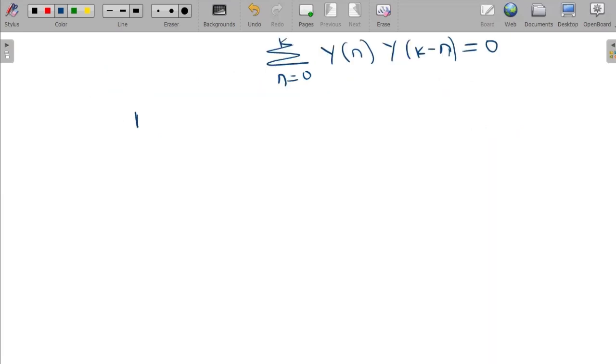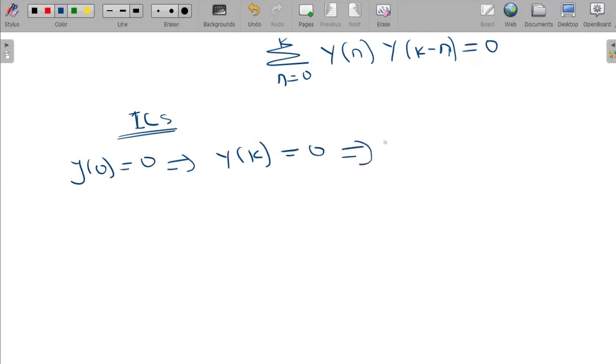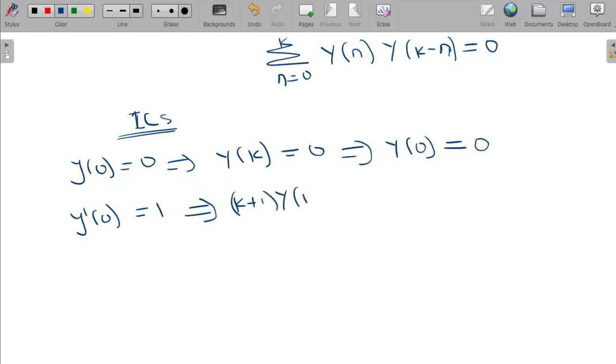The initial conditions will be transformed as follows. We have y of 0 equal to 0, so Y(k) equal to 0 at k equal to 0, giving Y(0) equal to 0. Then the second one, y prime of 0 equal to 1, will be Y(k+1) equal to 1. At k equal to 0, Y(1) equal to 1.